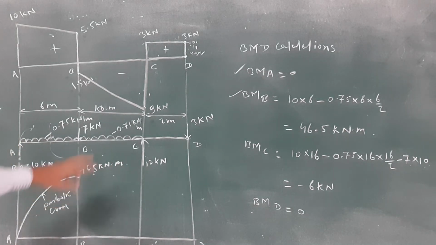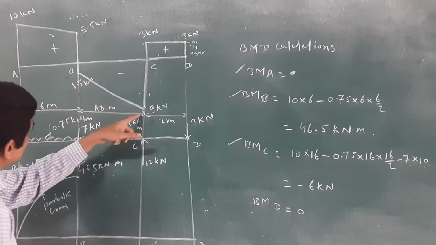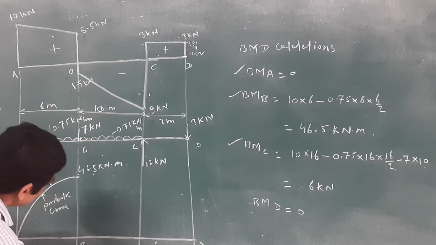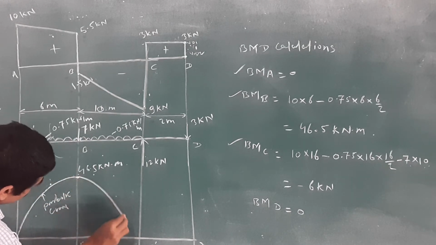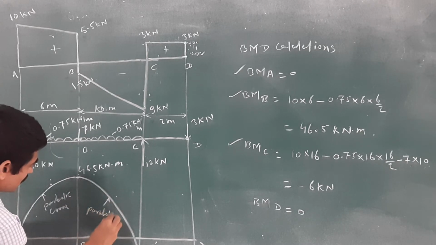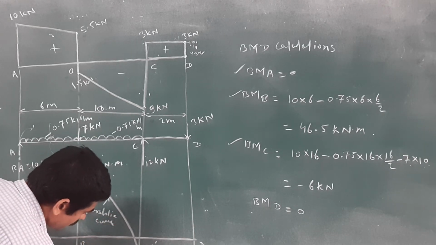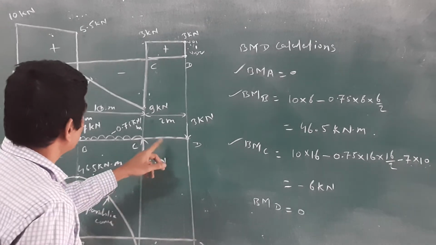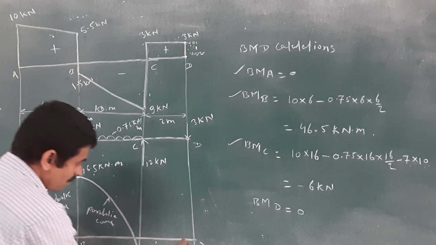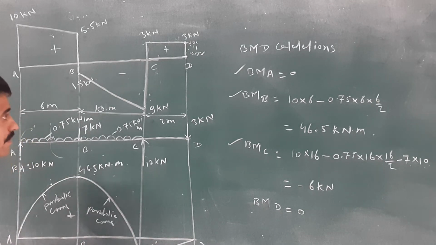Okay. Then after that, check that at point C there is minus 6. Here is the inclined line in the SFD, so here we will draw which line? Again a parabolic curve, or second degree curve. Parabolic curve. Okay, what is the value? Minus 6 kilonewton meter. And last is 0. Here we have drawn the straight line, then we will join it with the help of an inclined line. This is the BMD diagram.